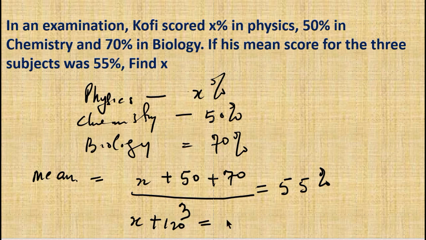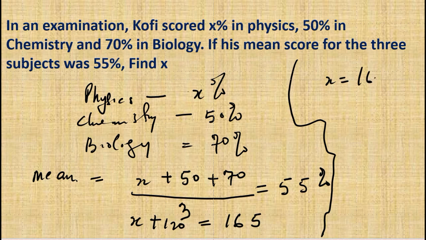Let's cross multiply. That will be 165. So that X now will be equal to 165 minus 120. X will be equal to 45.